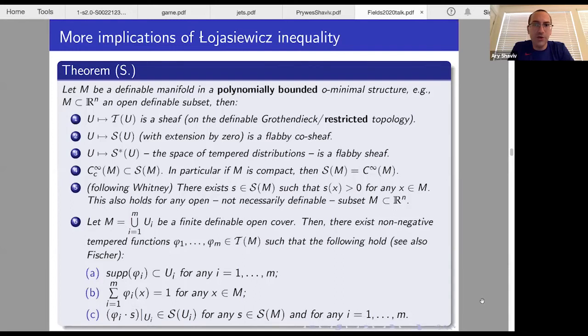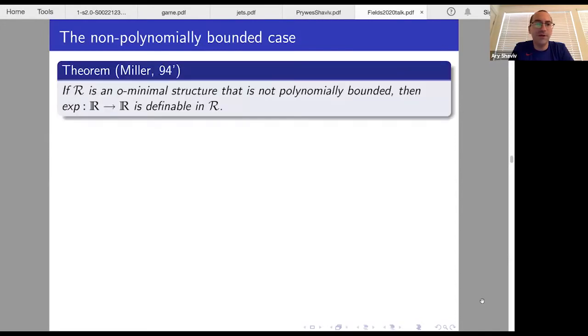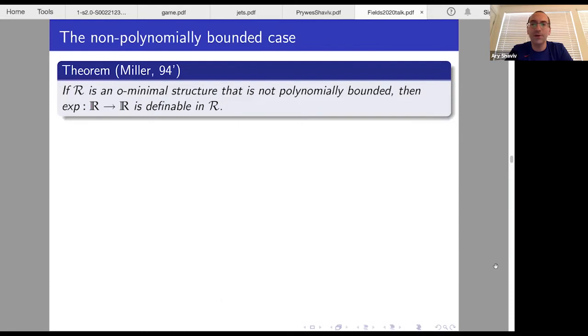Okay, so this is the polynomially bounded O-minimal case. What happens with non-polynomially bounded? Well, we have a nice theorem by Miller, saying that if we have an O-minimal structure, by Chris Miller, I should say. There's more than one Miller.